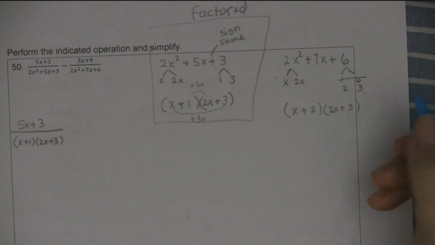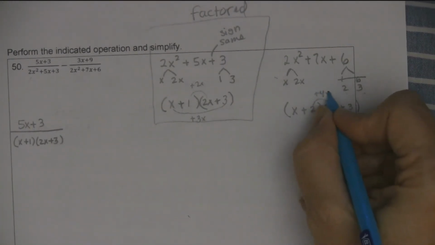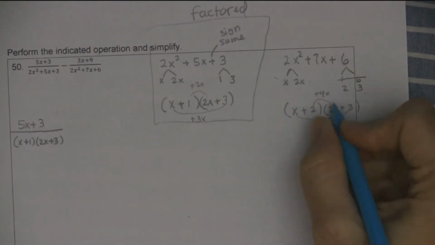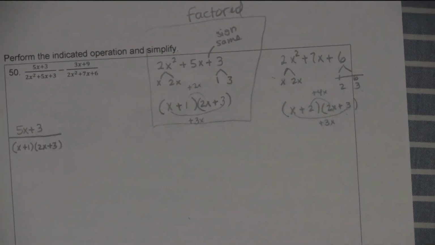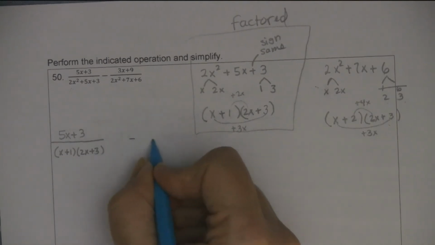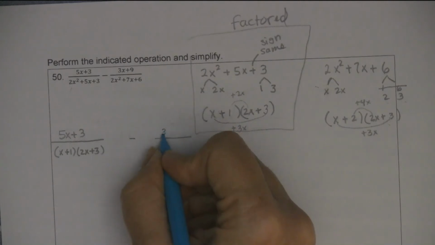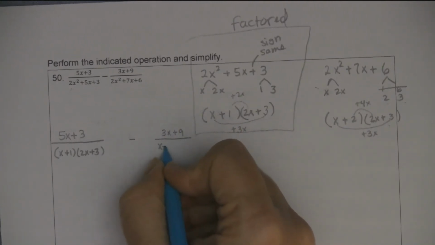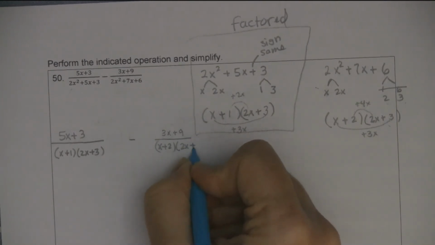And so let's see if it works. So on the inner, I get plus 4x. So I'm hopeful. And on the outer, I get plus 3x. And when you add those together, you get 7x. Now my first is still working, and my last is still working. So that's how that factored. I want to leave some space here, minus. And then I want to leave some space right here. And I'm going to have 3x plus 9. And I'm going to have down here x plus 2 times 2x plus 3.